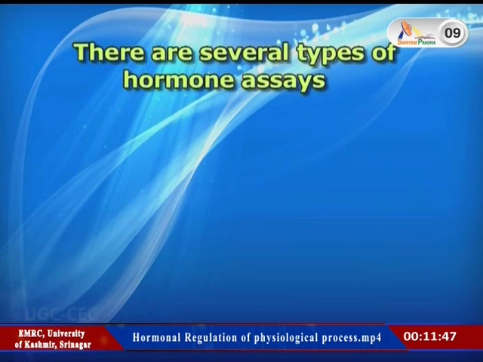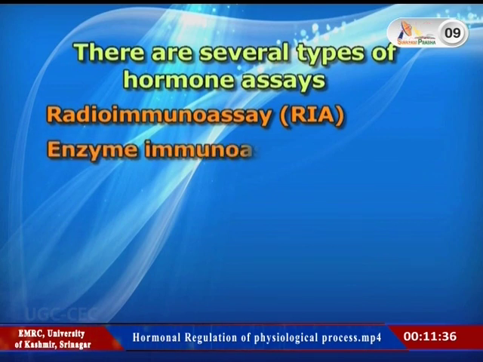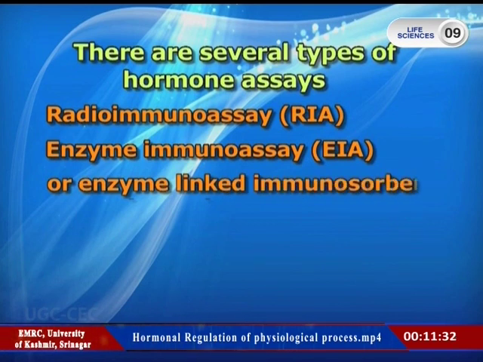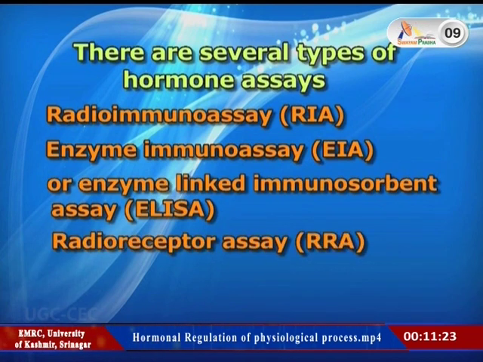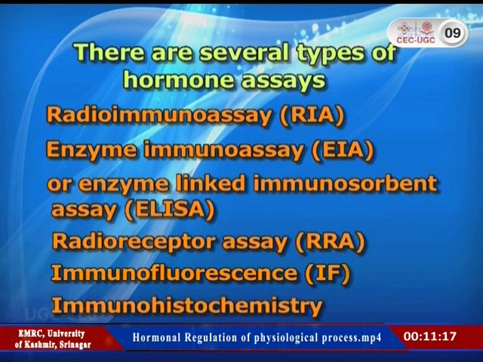There are several types of hormonal assays. Some common assays are radioimmunoassay, that is RIA, enzyme immunoassay, that is EIA, or enzyme linked immunosorbent assay, that is ELISA, radioreceptor assay, that is RRA, immunofluorescent assay, that is IF, and immunohistochemistry.